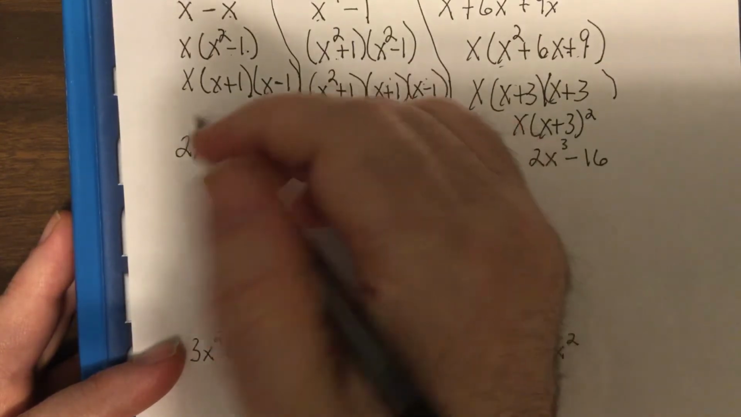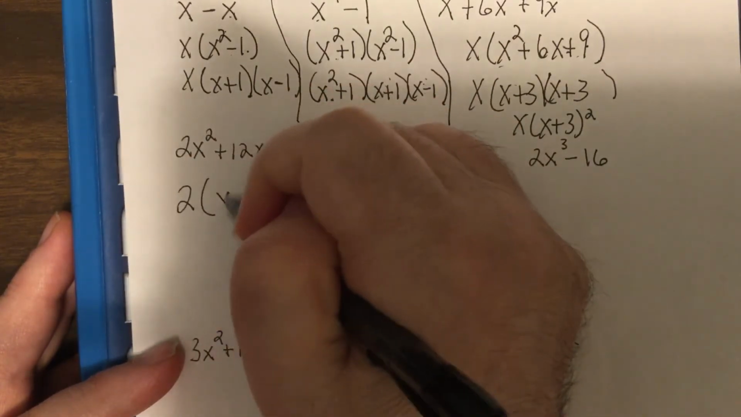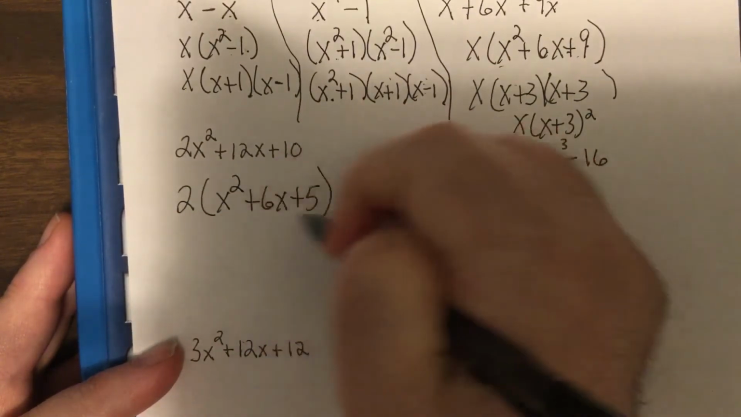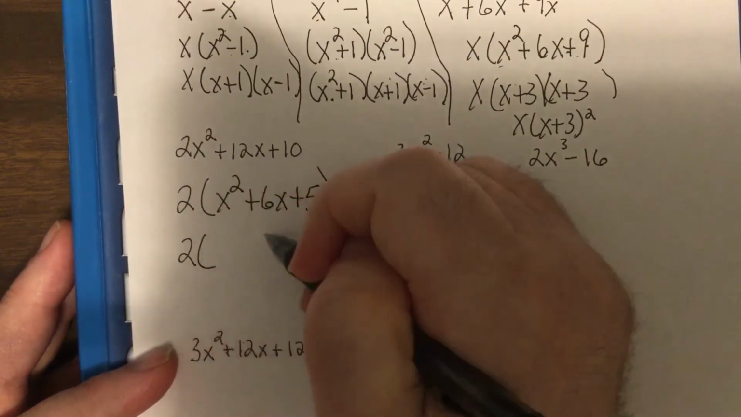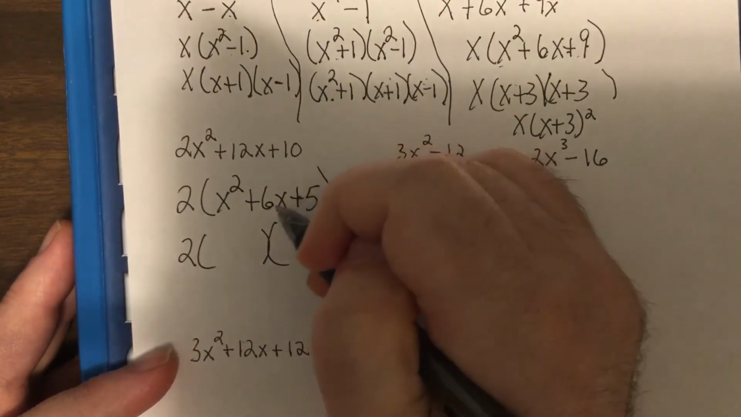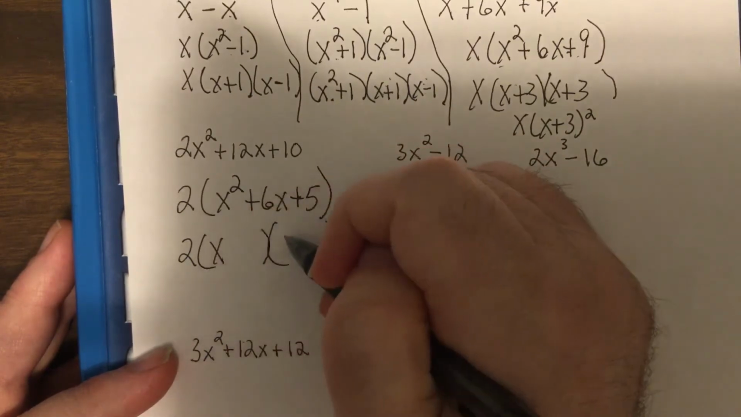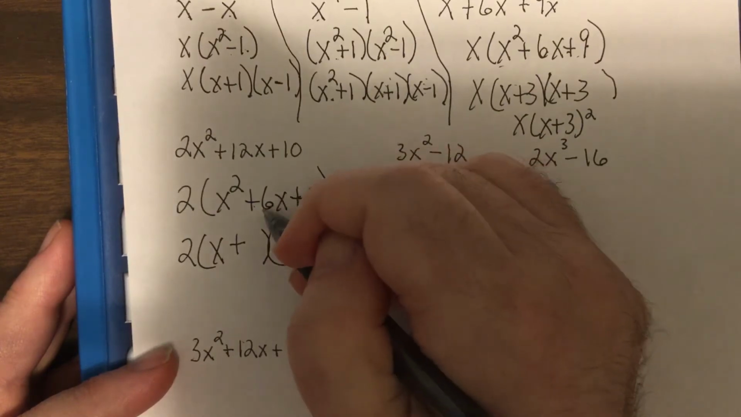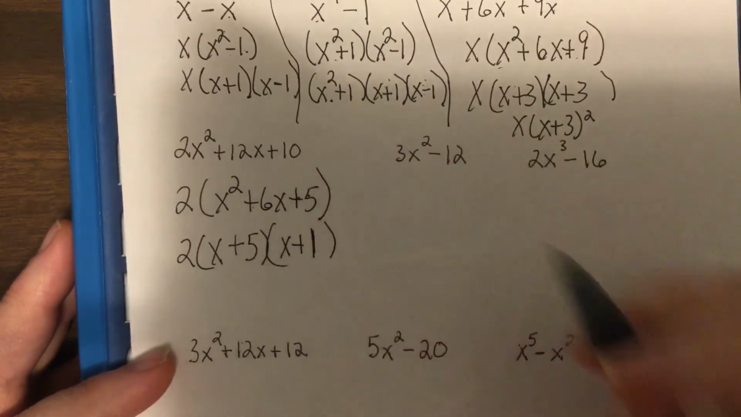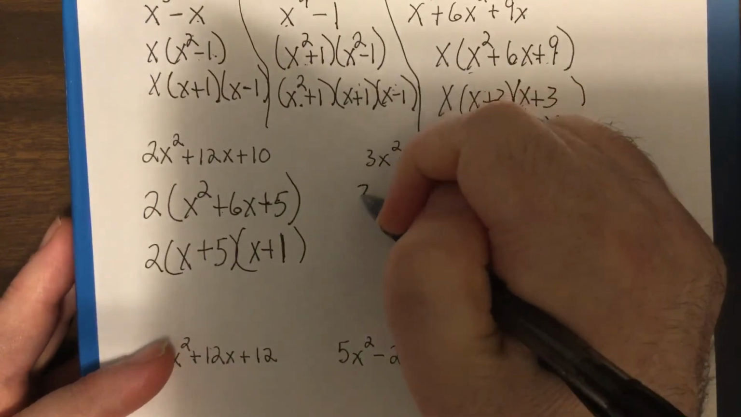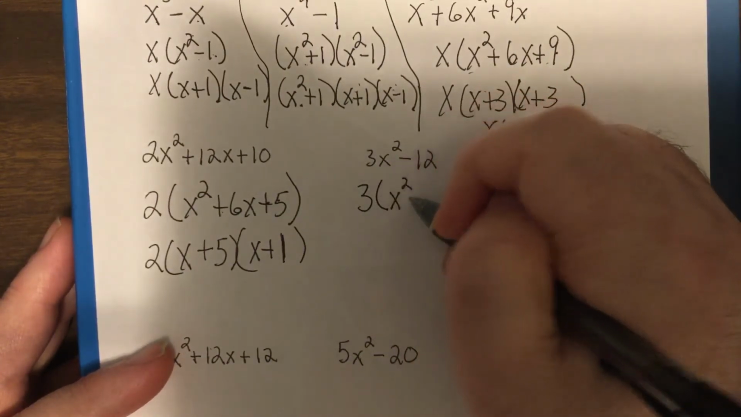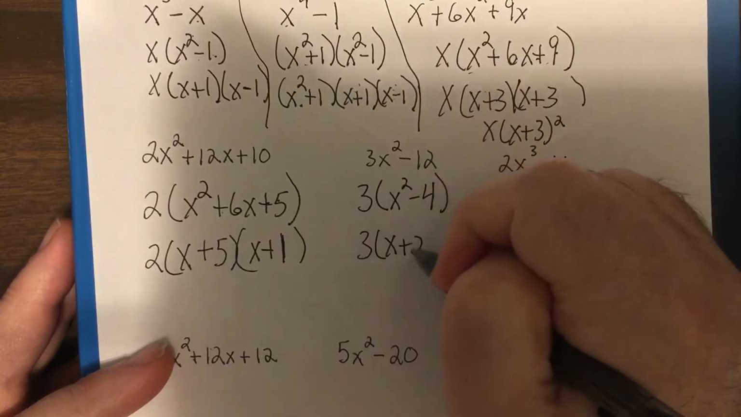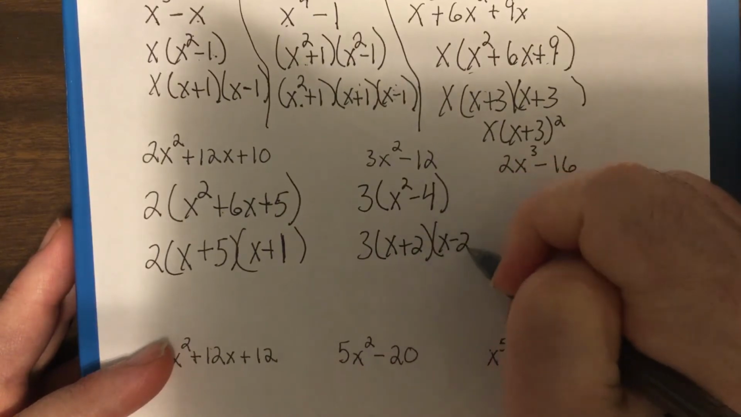This one, factor out the GCF, so it'd be 2. So you'd have x squared plus 6x plus 5. Then factor the trinomial. Last term's plus, so we're adding them. So x and x, last term's plus, so they're both same as the middle. The factors of 5 that add up to 6 are 5 and 1. This one, factor out the GCF. Oh, I got the difference of squares, so I can break that up. X plus 2, x minus 2.